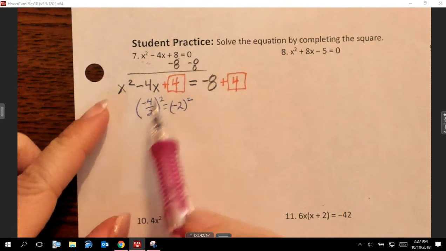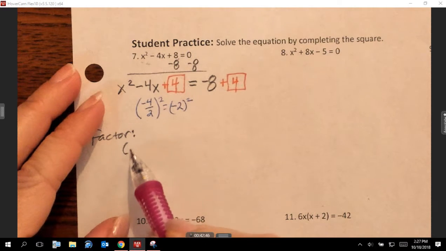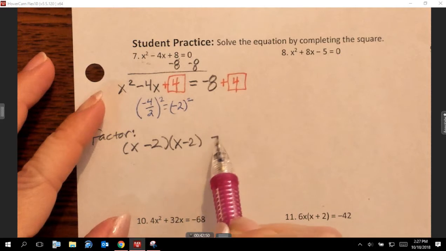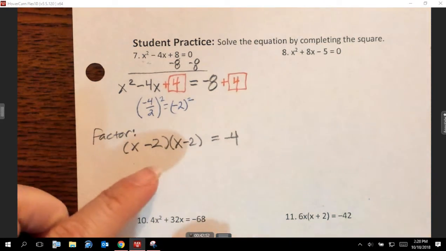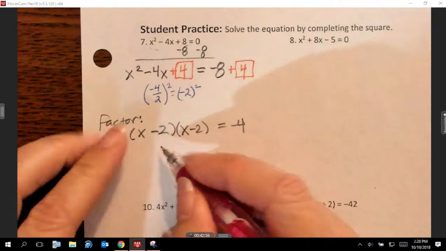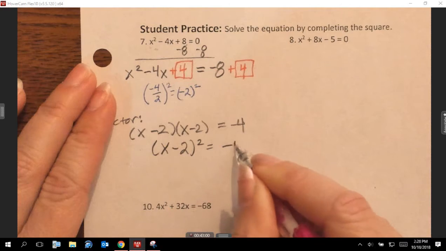So when I go to factor this equation, it is now x minus 2 times x minus 2 equals negative 4. See how I manipulated it? So now it is a perfect square. x minus 2 squared equals negative 4.